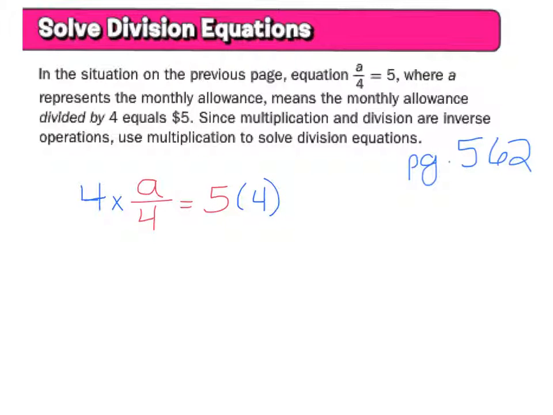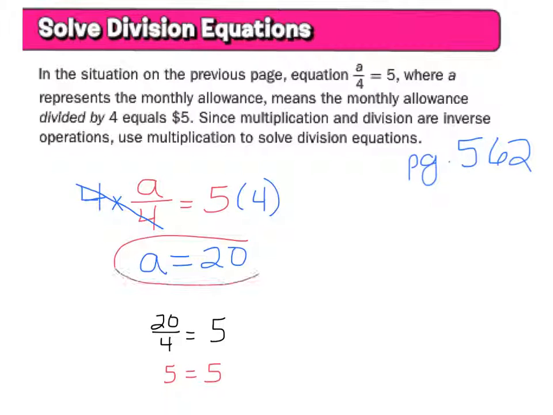So if I divide by 4, but then I make it 4 times bigger, they cancel each other out, and all we have left is a, and 5 times 4 is 20. So we can take our work, replace the a with the 20 over 4, and is that true? Is 20 divided by 4 5? It sure does, so they are the same. So a is equal to 20.